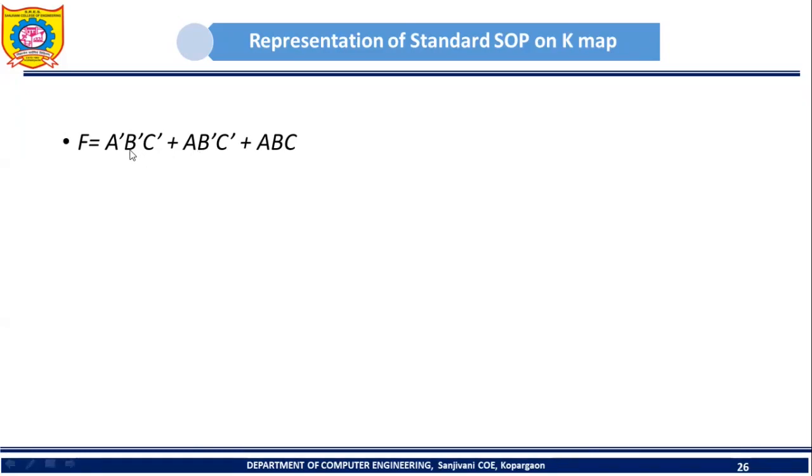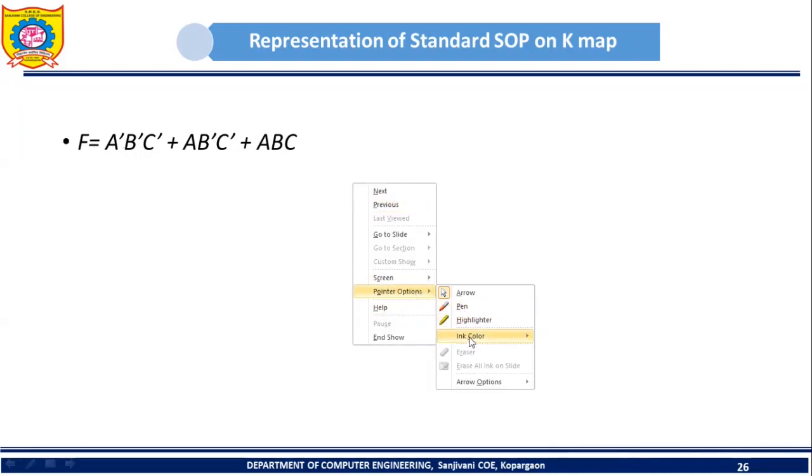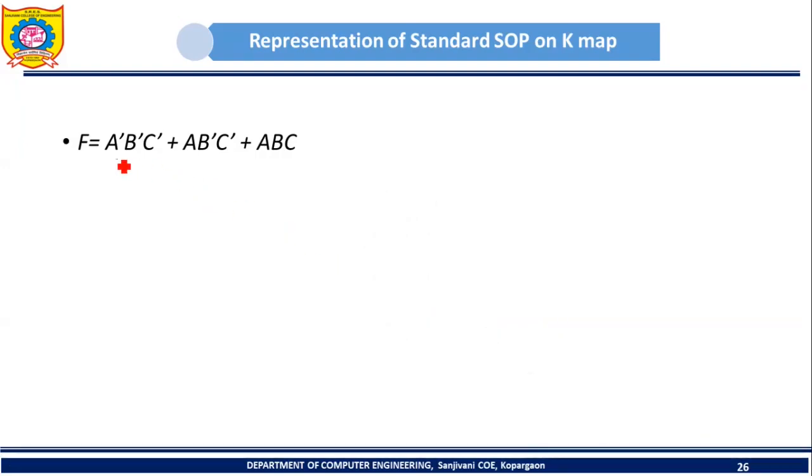So this is SOP. Whether it is standard SOP. We can say that an SOP is standard SOP if each and every product term present in that SOP has all literals. This is a function of three variables A, B, C, right? So observe each and every product term. This product term contains 3 literals, this product term contains 3 literals, this product term also contains 3 literals. So I can say that this function is in standard SOP form. Now let's try to represent this function on the K-map.